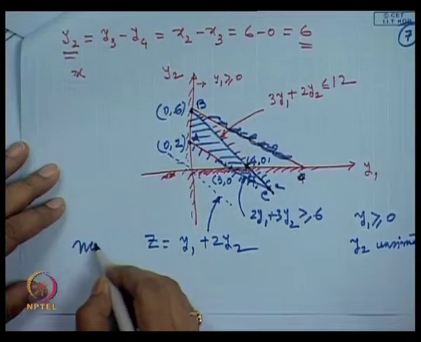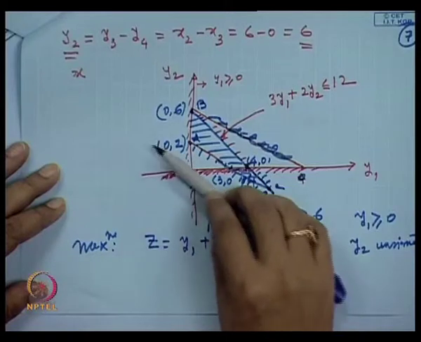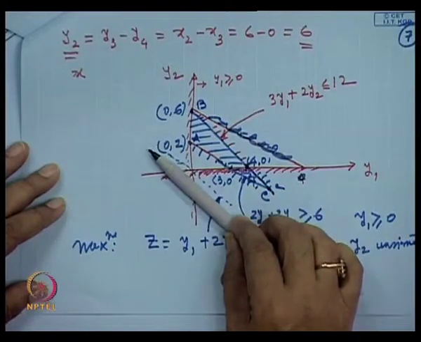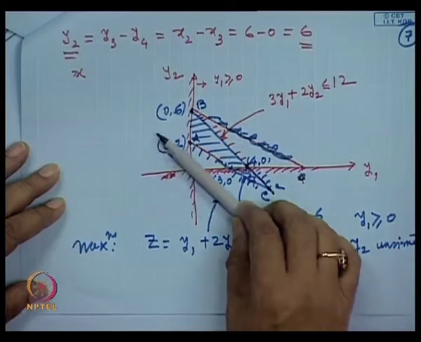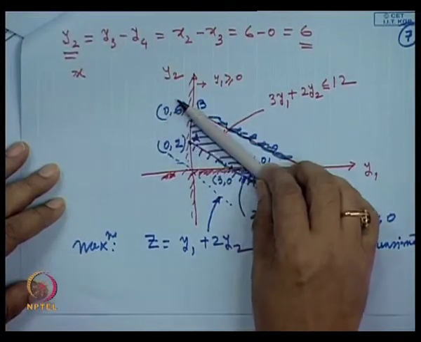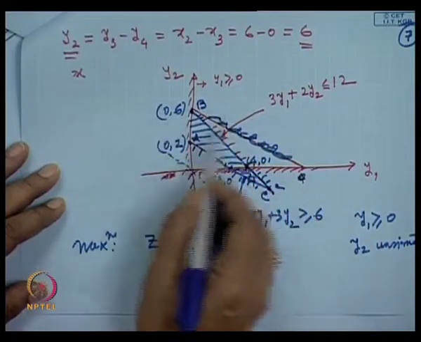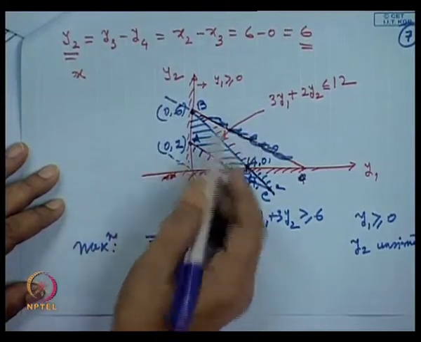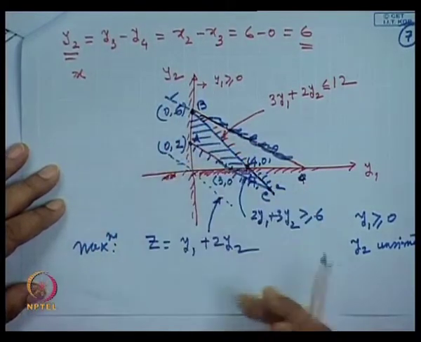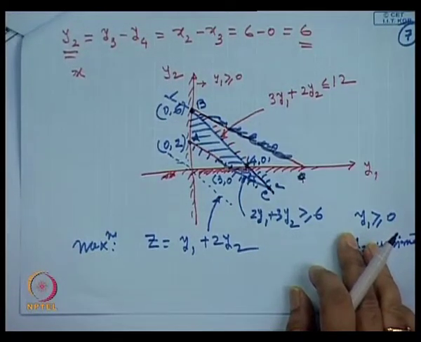This is the maximum we want, the maximum value of this function. If you just move this line parallel to that line which is passing through the origin, you will see the maximum value of this function is obtained at this point B, parallel to this objective which is passing through this one. So, that one will give you this. Let us see in the first phase of our problem what we got.